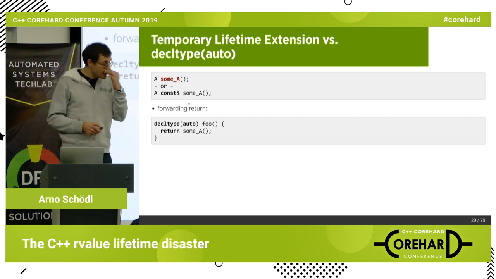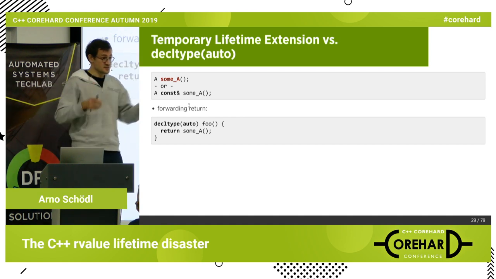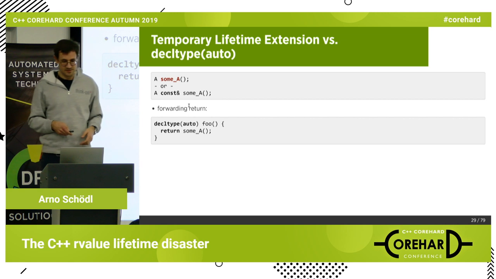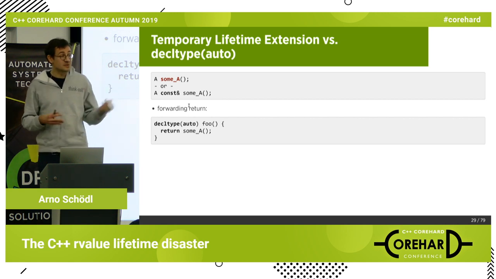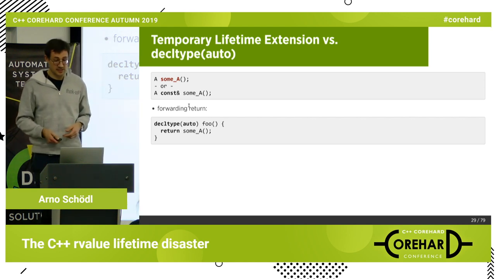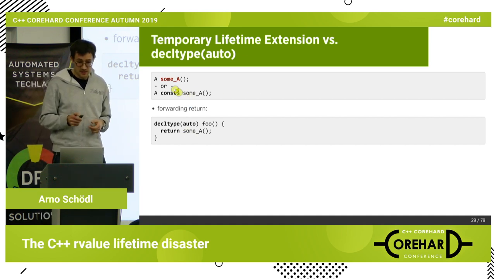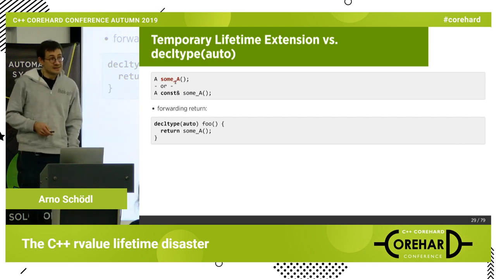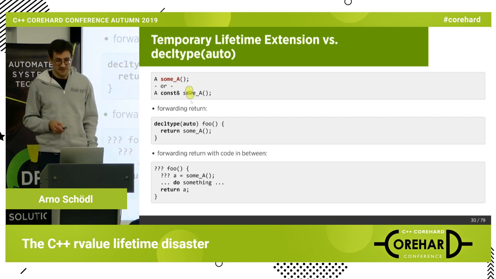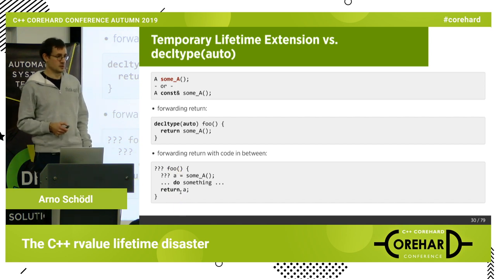Let's see. There is another problem with temporary lifetime extensions that I want to get to, which is, say you have, again, two functions, one that returns by value and the other one returns by const reference. And then it's relatively easy to write a function that takes that value and returns it, just moves it through, right? So that looks like decltype(auto) foo return someA. And here, it doesn't really matter what that someA is. It may be this one, maybe this one, or that one. The function will work. Let's say we want to do some work in between. Okay, so you take the someA, put it in the variable. You do something else, and then you want to return the A. How does the code have to look like for this to work?